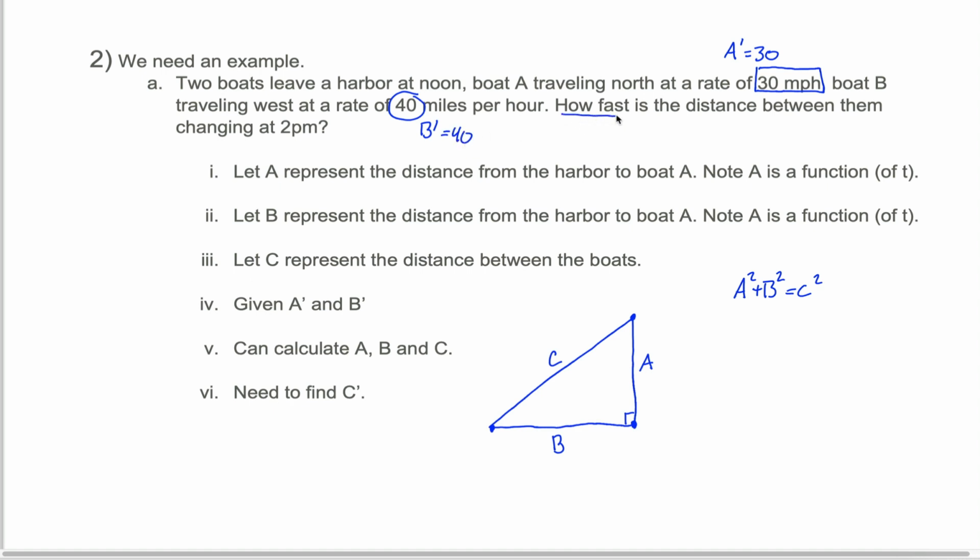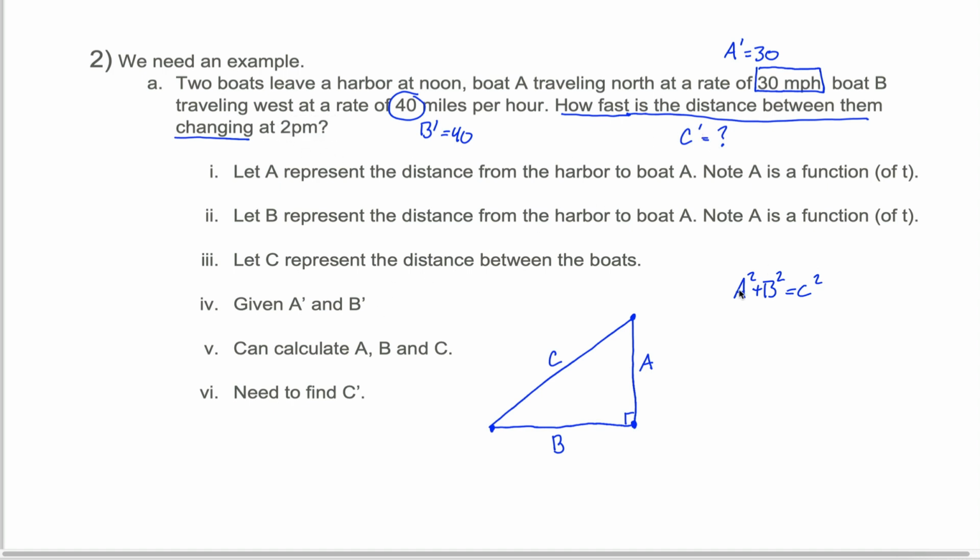And when it says how fast, that's the key that I'm looking for the rate of change of something else. So something prime. What is that something? It's the distance between them, which I'm calling C. The rate of change of the distance between them would be C prime, and that's what the question is trying to figure out, specifically C prime at 2 p.m.